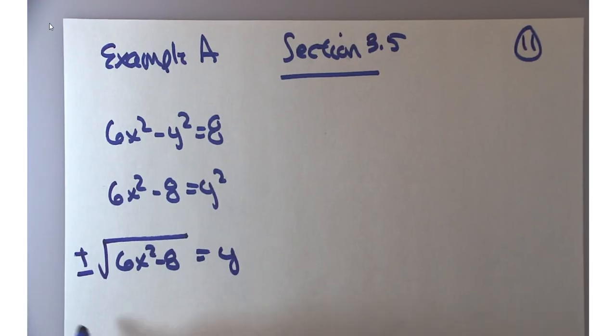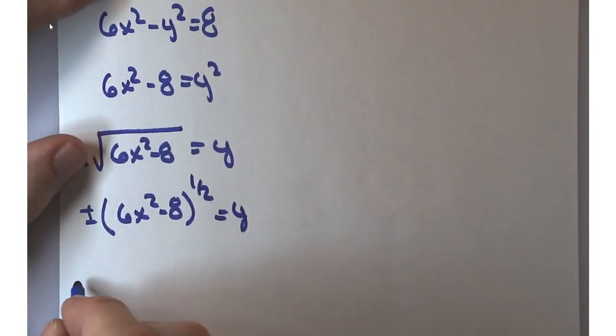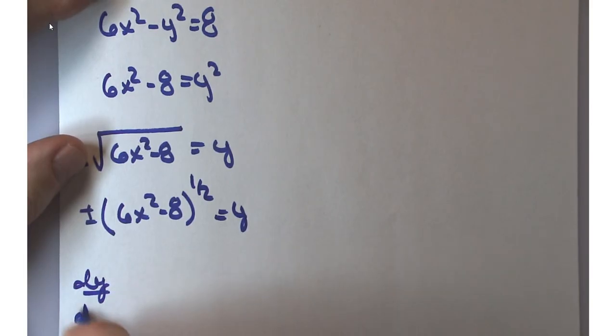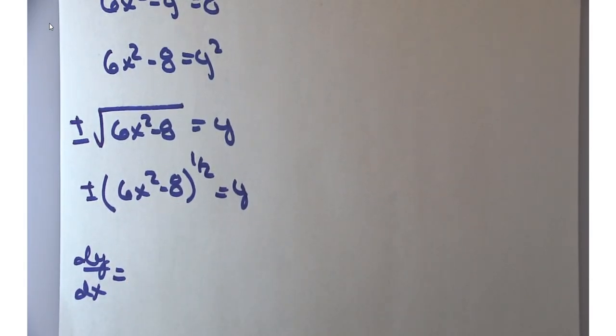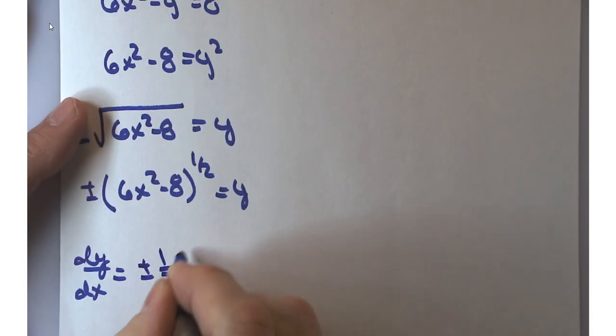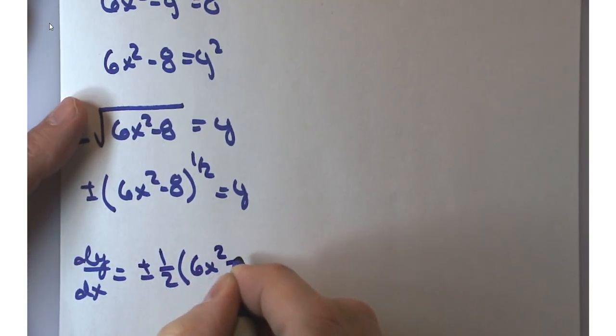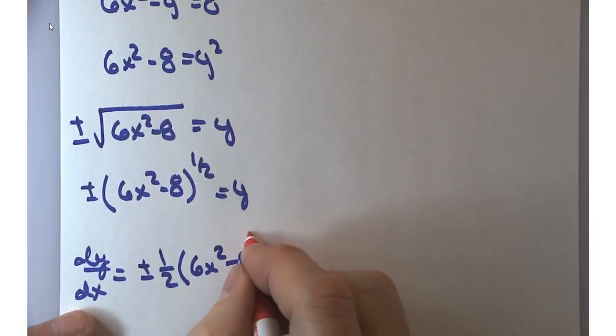Now if I wanted to, I could differentiate this. Might be helpful if I regard that as 6x squared minus 8 to the 1/2 power. And then I can find its derivative. I'm just going to move it over here, dy by dx. What's going to happen when you differentiate this? What rule becomes your friend when you try and find the derivative here? Chain rule, yes, thank you, chain rule. So it's going to be plus or minus 1/2 times 6x squared minus 8 to the negative 1/2, because that negative comes from 1/2 minus 1, so negative 1/2.